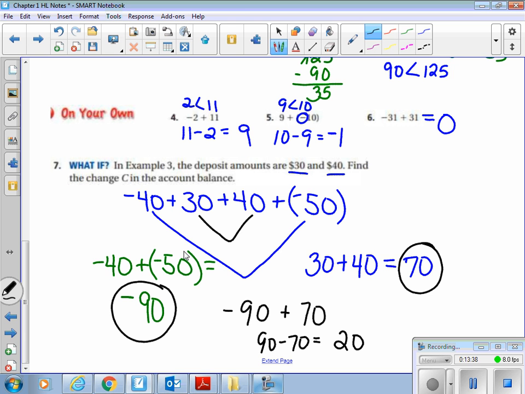Now I'm going to check my absolute value. The absolute value of negative 90 is 90. The absolute value of 70 is 70. Since 90 is greater than 70, I'm going to take the sign of 90, which was negative. Therefore, my answer should be negative 20.